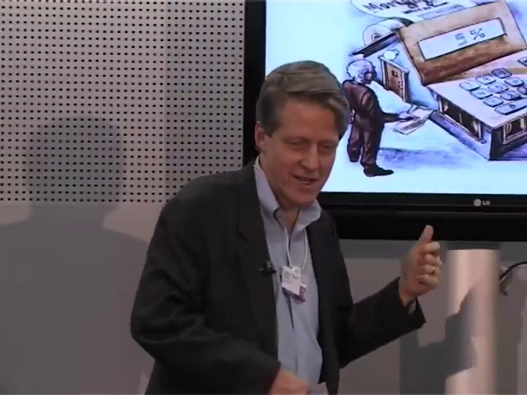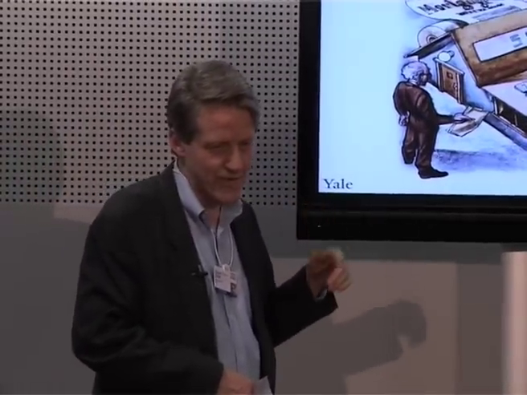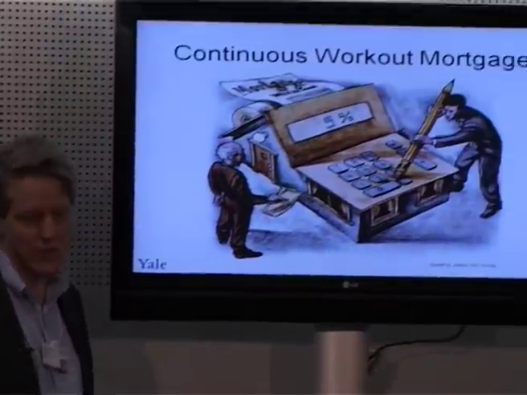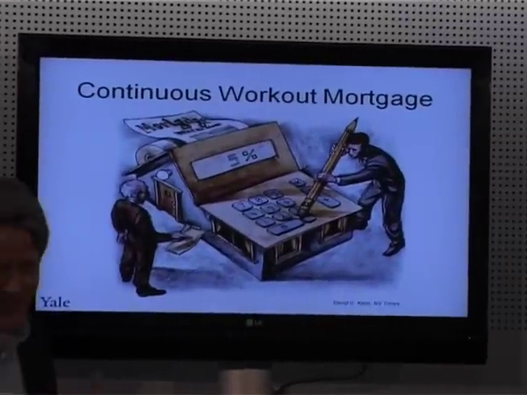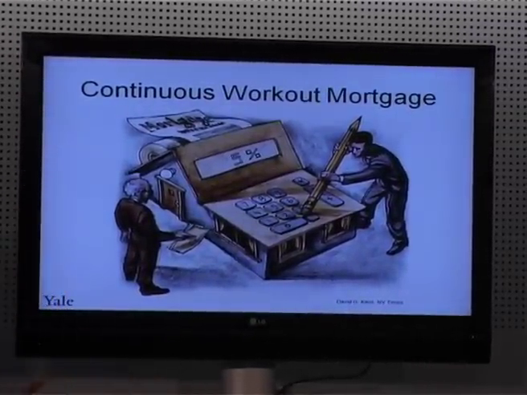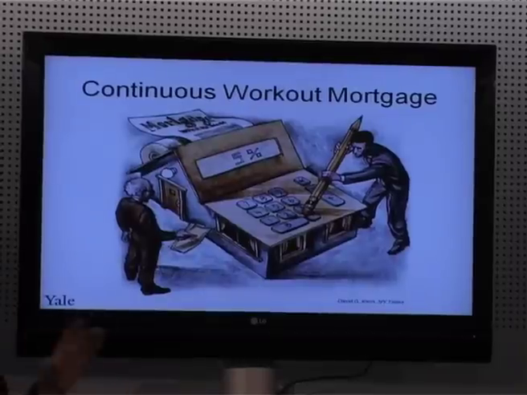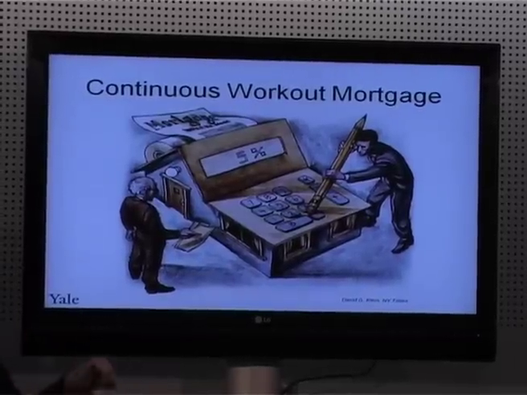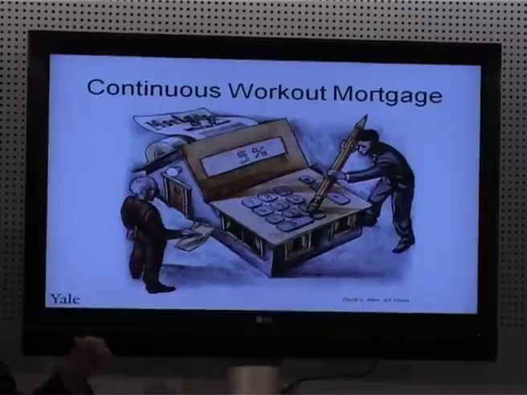And it really means applying financial theory the way we do it with corporations. So I have what I call a continuous workout mortgage. It's my term. What it means is a workout is an adjustment of the mortgage principal and payments to protect the homeowner. So I want it to be index-based. If home prices fall, automatically your mortgage balance goes down.